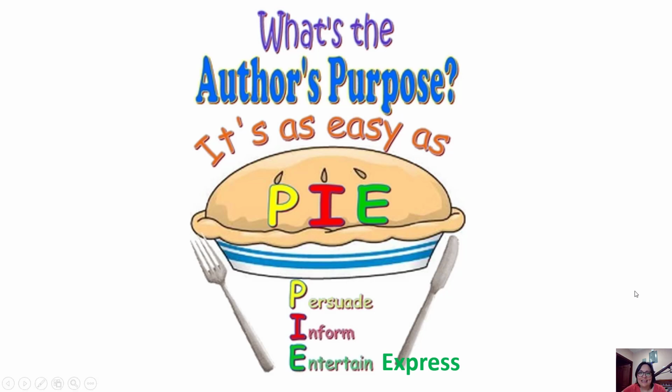Do you like pies, guys? Here you have a pie. And with a pie, P-I-E, you can remember the 4 reasons for an author to write. An author might write to persuade, or inform, or entertain, or express feelings or ideas. So which ones are the author's purpose? Pie: persuade, inform, entertain, or express.